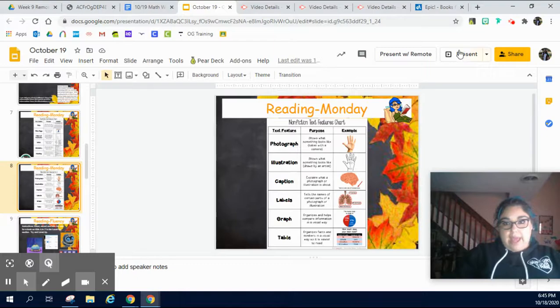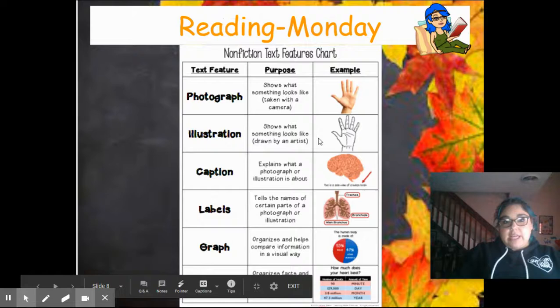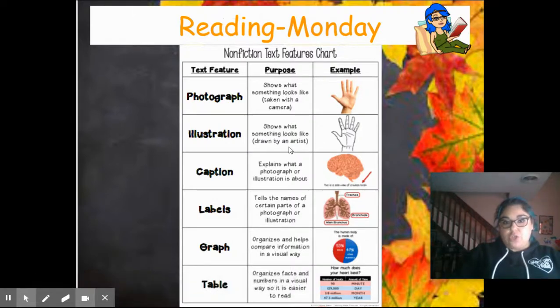Then we have illustrations. The illustrations are drawn by an artist. My book doesn't have any illustrations. Most nonfiction books don't have illustrations, but they do have photographs. There are some times where there are illustrations because sometimes you're learning about a topic that there were no cameras for. So, sorry, that would be the time for an illustration.